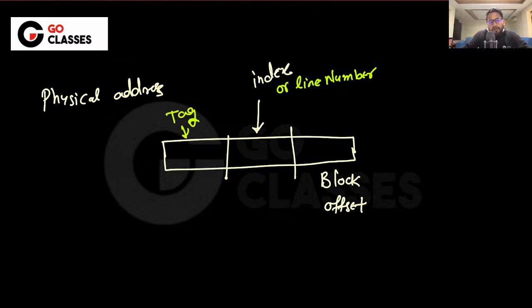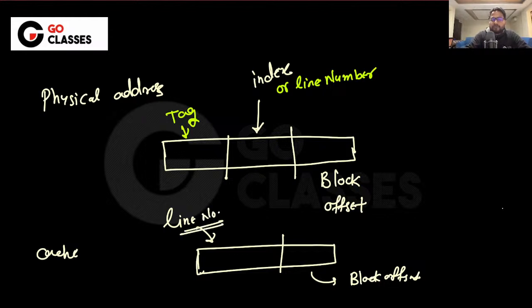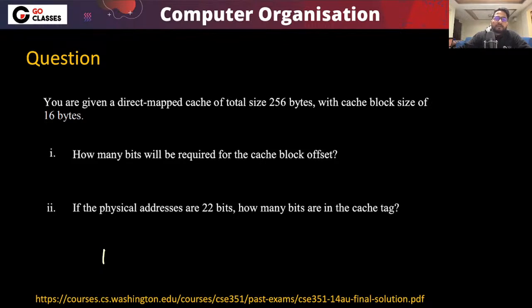Now the cache size you will be dividing into two parts. What are those two parts? Line offset, or the block offset, and then this will be just the line number. So we will see what this means. You are given a direct map cache of a total of 256 bytes with a cache block size of 16 bytes. So how many lines will be there?